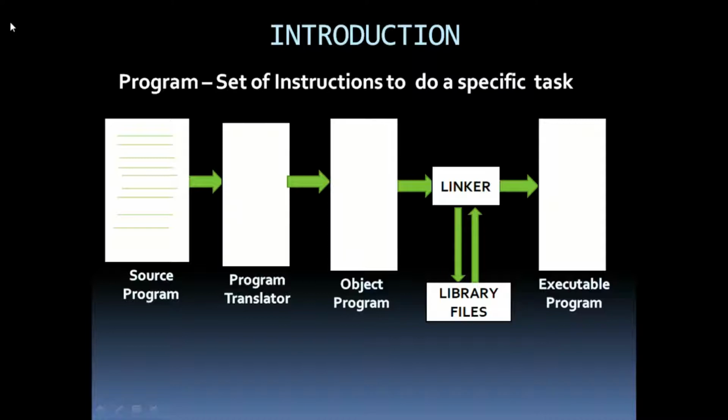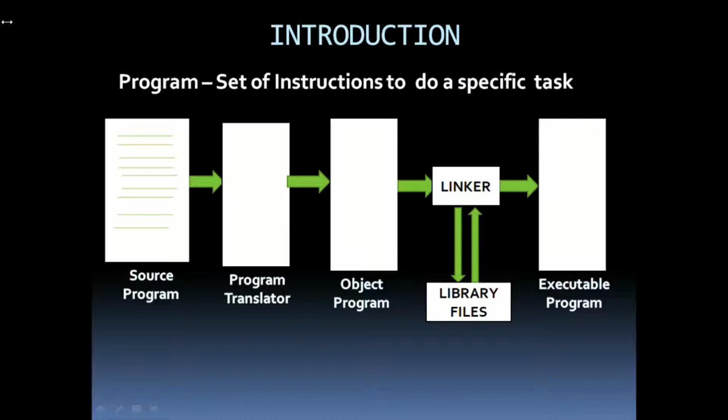So what exactly happens is we write a program, probably in a high level language or in a machine level language. This program that we write in a high level language or a machine level language is called a source program. These instructions we human beings can understand, but the machine cannot understand, because the machine understands only one language, that is machine level language or a binary language.